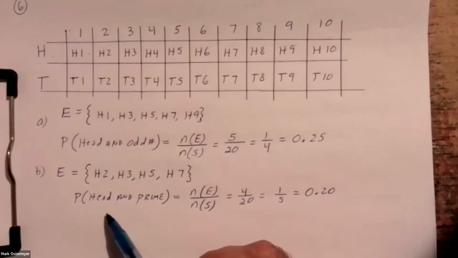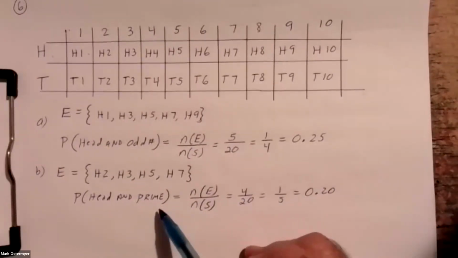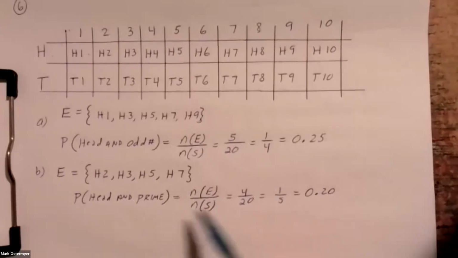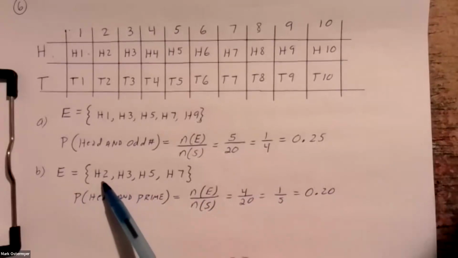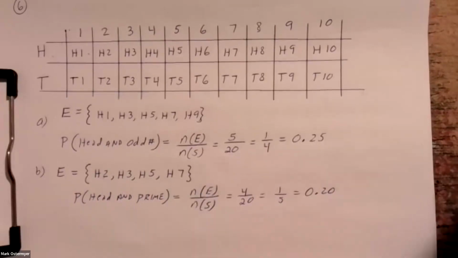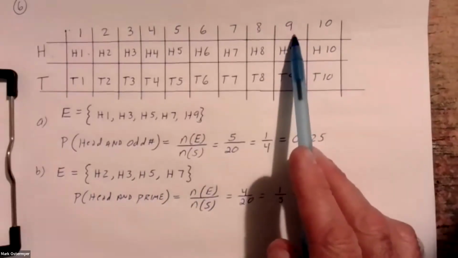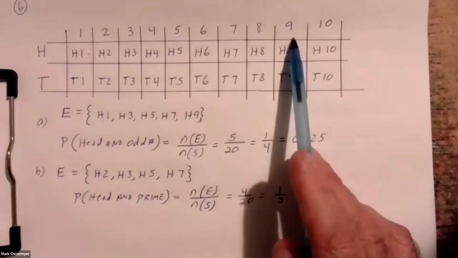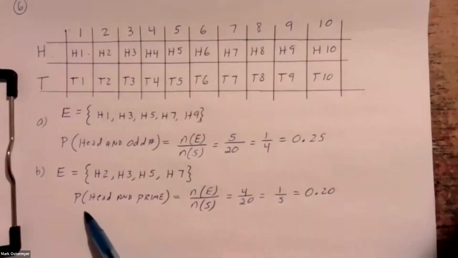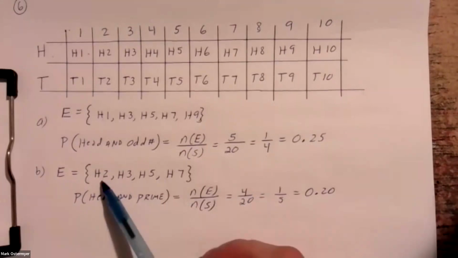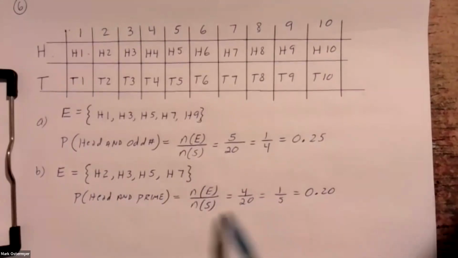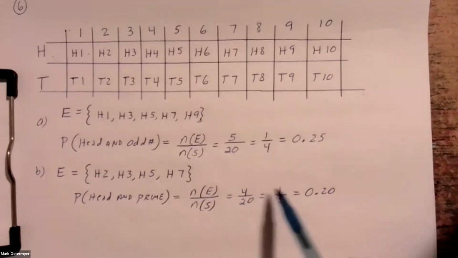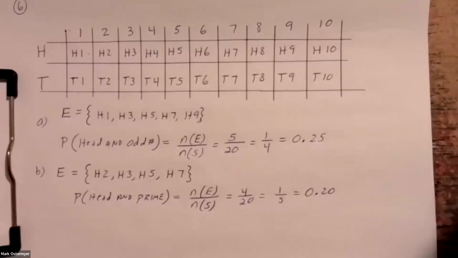What's the probability of flipping a head and rolling a prime number? Well, event E would occur 4 different ways: head 2, head 3, head 5, head 7. You cannot use head 9 because 9 is not a prime number. 9 is divisible by 3 in addition to 1 and itself. So the probability would be 4 ways of event E occurring divided by 20 ways for the sample space to occur. 4 over 20 is 1/5 or 0.20. All right. Are we getting these probabilities? Is this making any sense?